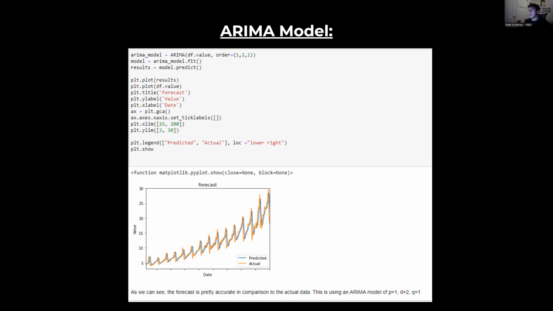There's different things you can go more into. But yeah, it's a really, really good way to forecast any sort of time series data you have: using an ARIMA model. A question in the chat.